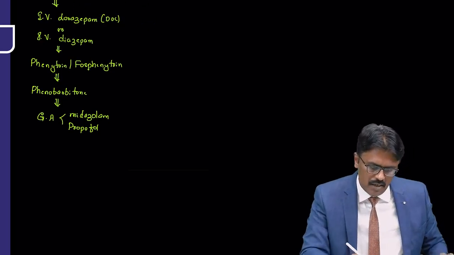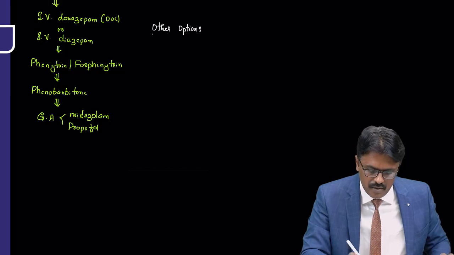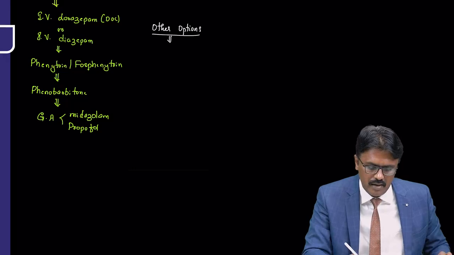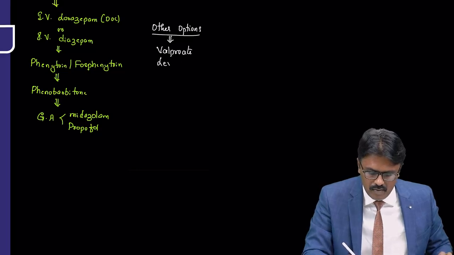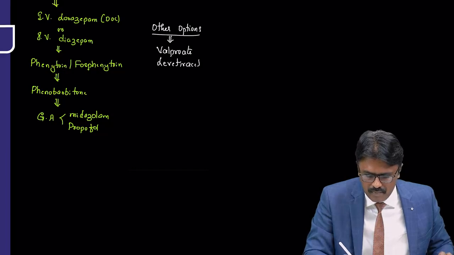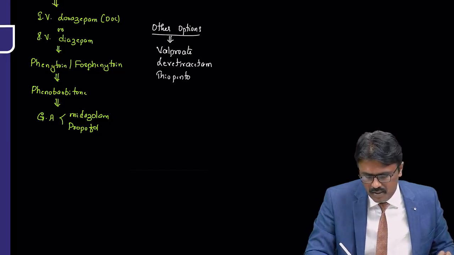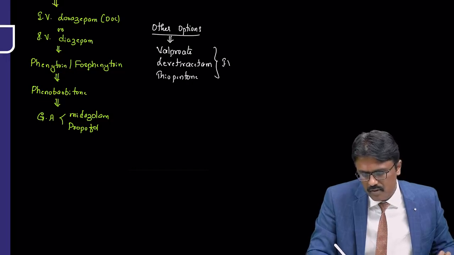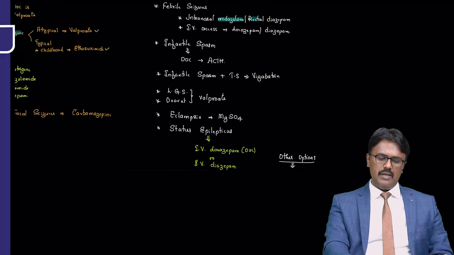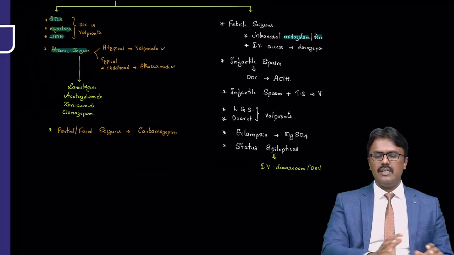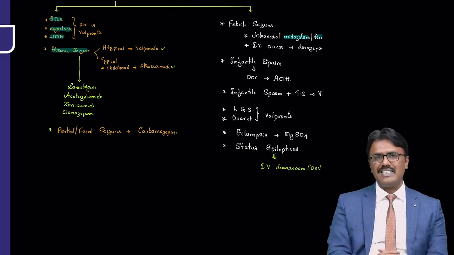Now what are the other options we have to manage status epilepticus if it is not controlled? What are the other anti-epileptics which we can give IV? They are valproate, then levetiracetam, and certain hospitals also use thiopentone sodium. Obviously they should be given intravenously for managing status epilepticus. So with this slide, you are in a position to understand the different types of epilepsy and the drugs of choice used in their management. And we have compiled that in one slide.